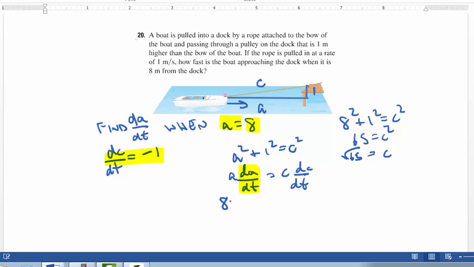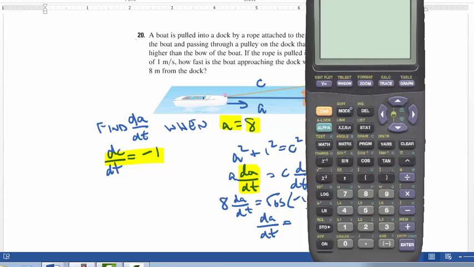So I would have 8 dA/dt equals the square root of 65 times dC/dt, which is negative 1. So just negative square root of 65. So I know dA/dt, if I just divide both sides by 8, I'll end up with negative square root 65, right? So negative, oops, sorry, negative, got ahead of myself there. I was going to do the square root second. So negative square root of 65 divided by 8, negative 1, basically negative 1, we'll say.